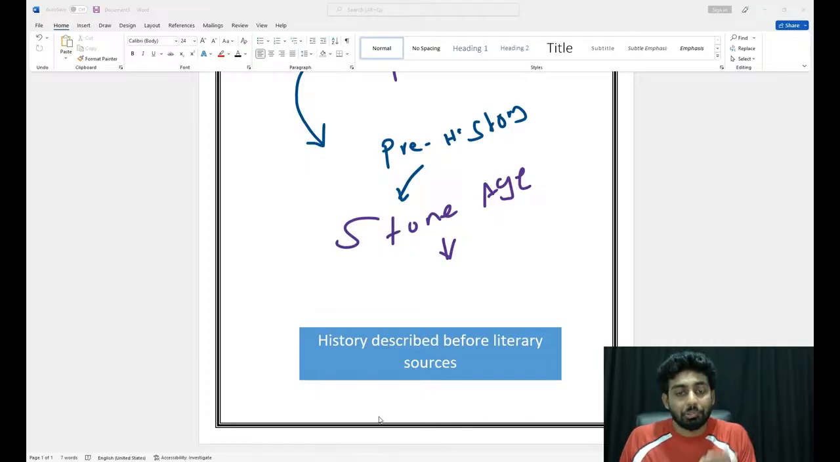Okay, the history described before literary sources we call prehistoric era. What is called prehistory? How do you answer? Prehistory means the history described before literary sources.